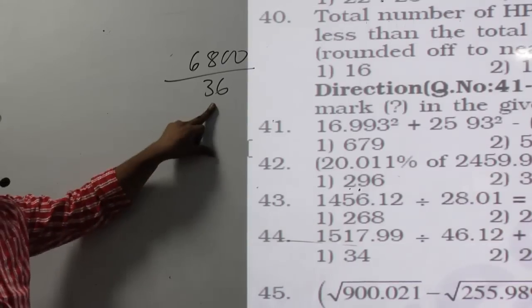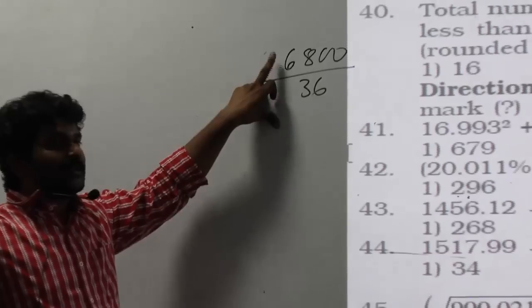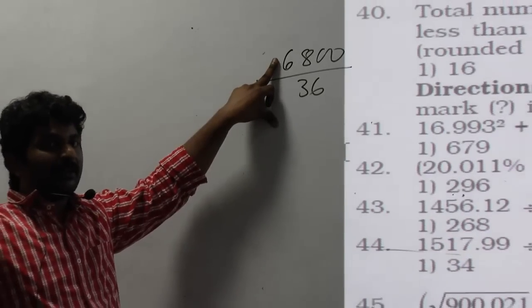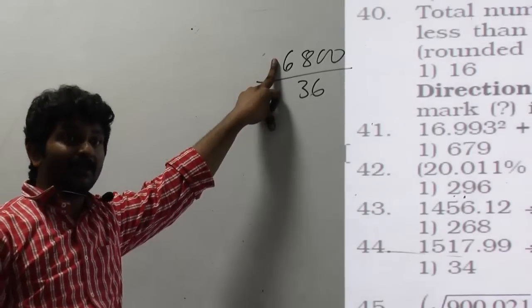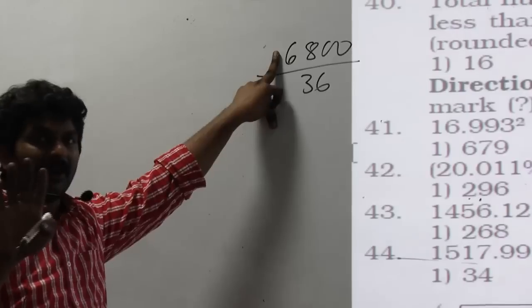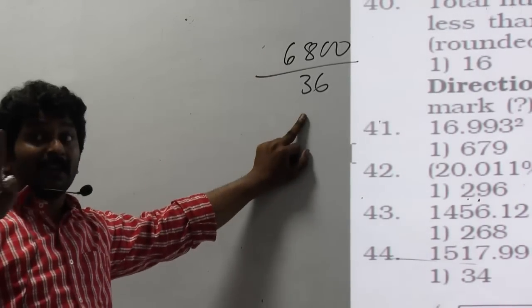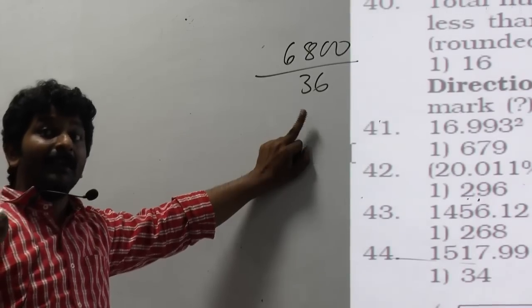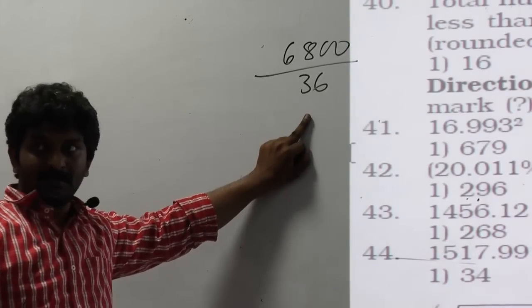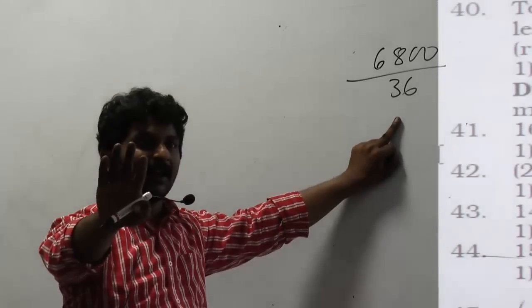What is 100 times of denominator? 3,600. 200 times of denominator? 7,200. Right? And 6,800 is how much less than 7,200? 400. Right? You need to subtract 400. Wait a minute. How many 36 will be there in 400? 10 times of this? 11 times of this? Near about 400.